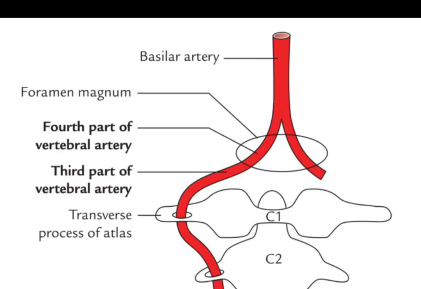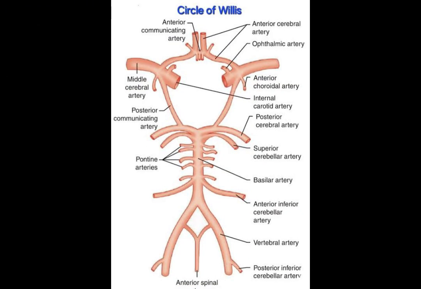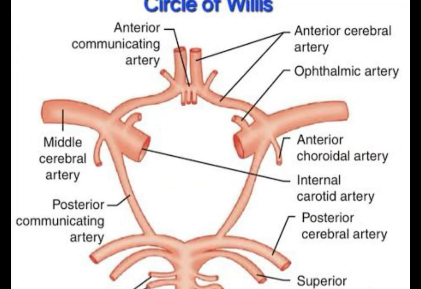The vertebral artery terminates as a continuation of the basilar artery, and the basilar artery terminates as the posterior cerebral artery and the superior cerebellar artery. The common carotid artery is a branch of what we call the arch of the aorta.